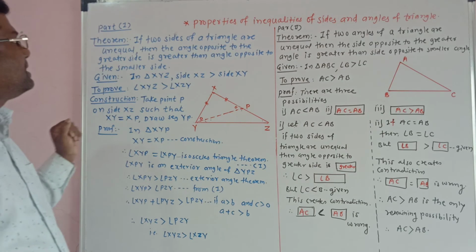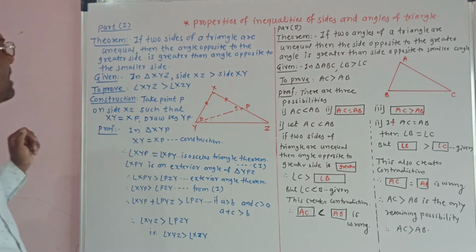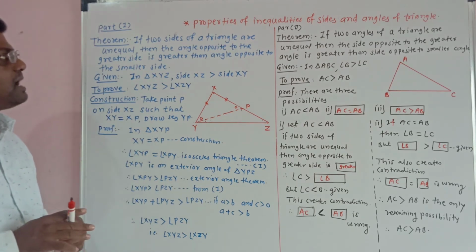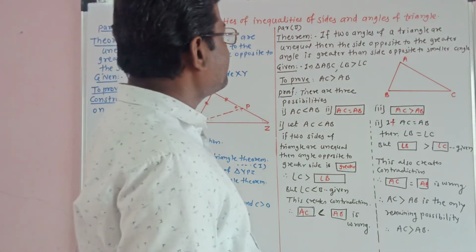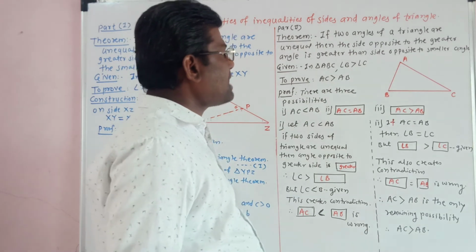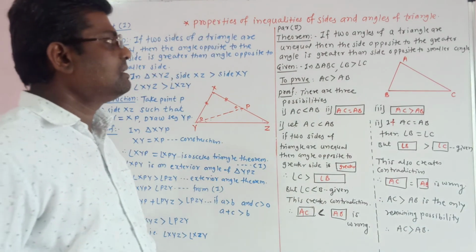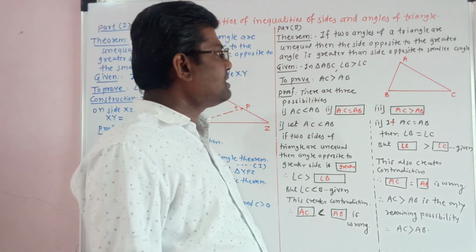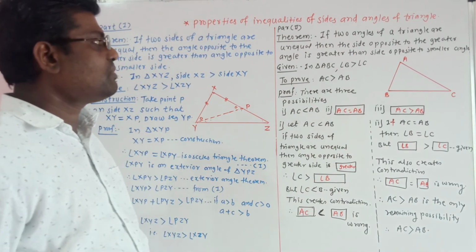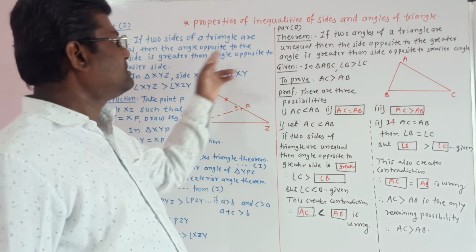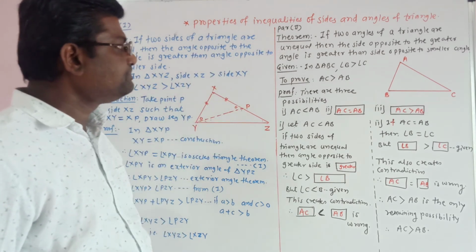Therefore we can state this theorem: if two sides of a triangle are unequal, then the angle opposite to the greater side is greater than the angle opposite to the smaller side. Now part two: if two angles of a triangle are unequal, then the side opposite to the greater angle is greater than the side opposite to the smaller angle. So this is the converse of this theorem.